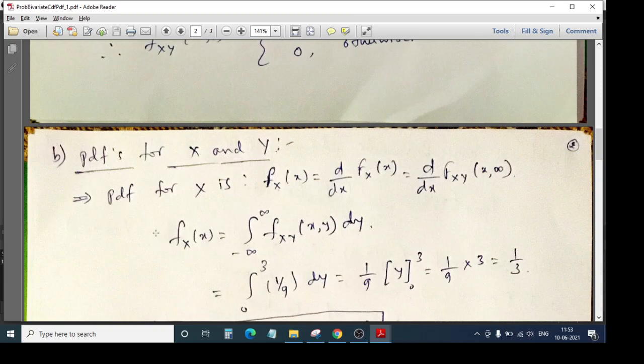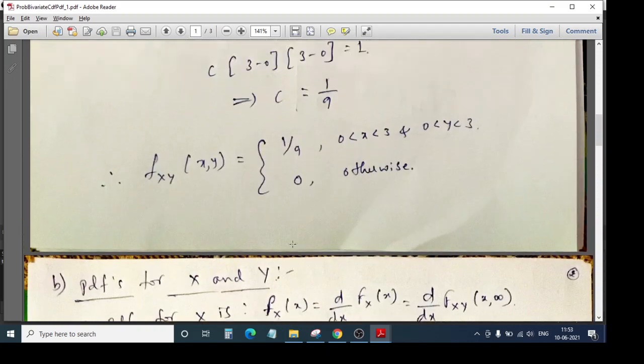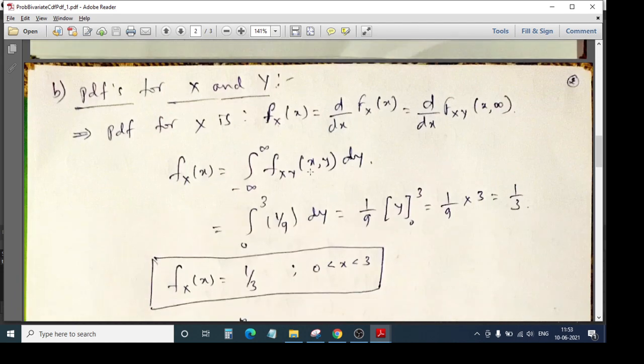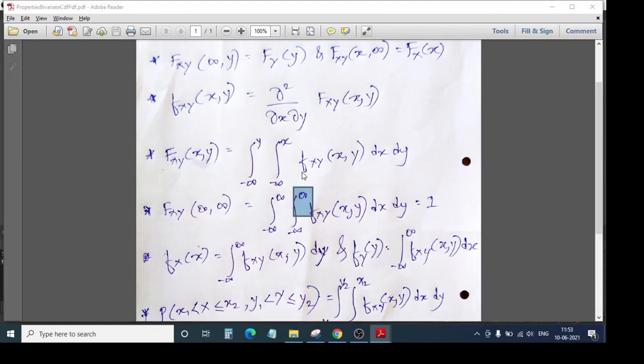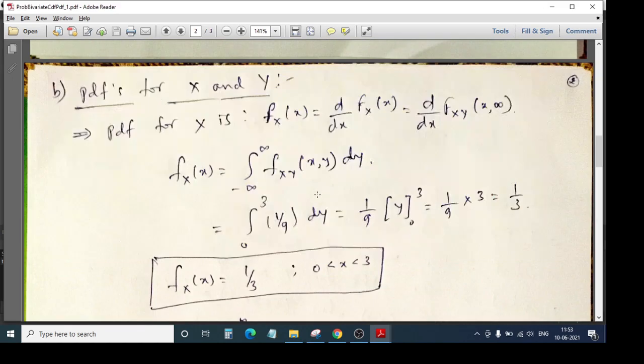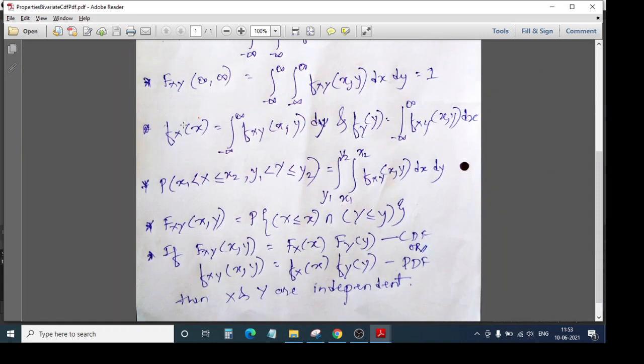property, which is nothing but that fx of x is equal to the integral from minus infinity to plus infinity of the bivariate PDF, which is given. So if you see the property, you can see here minus infinity to plus infinity. So we want fx of x, right? So if I want fx of x, it is minus infinity to plus infinity, your PDF integrated with respect to dy.